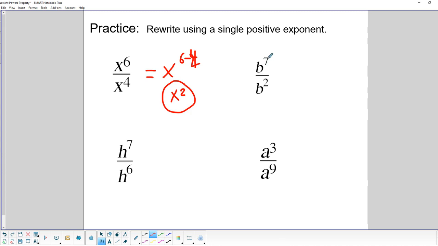Looking at this one, what's 7 minus 2? 5. So this is going to be b to the fifth power.